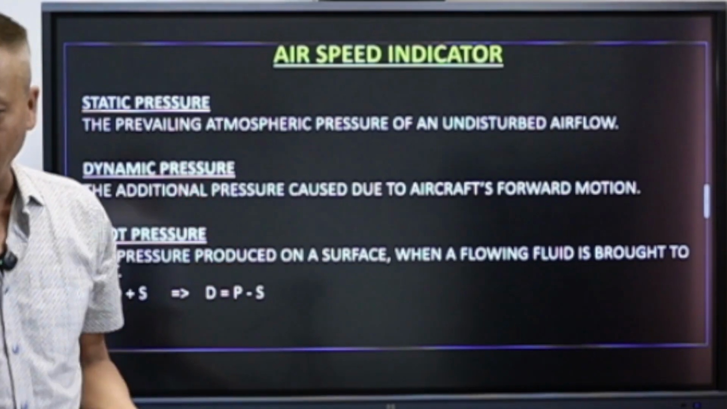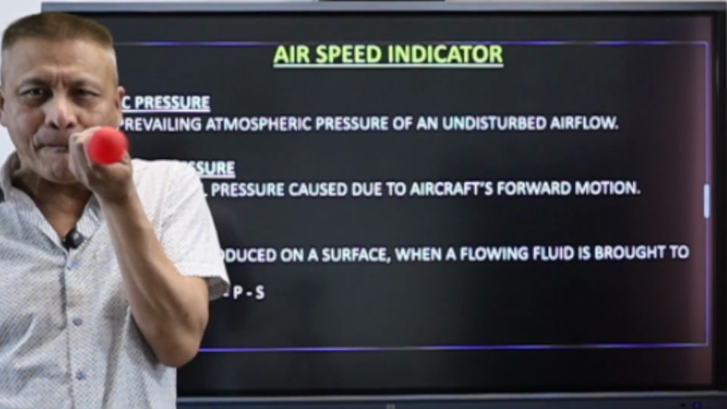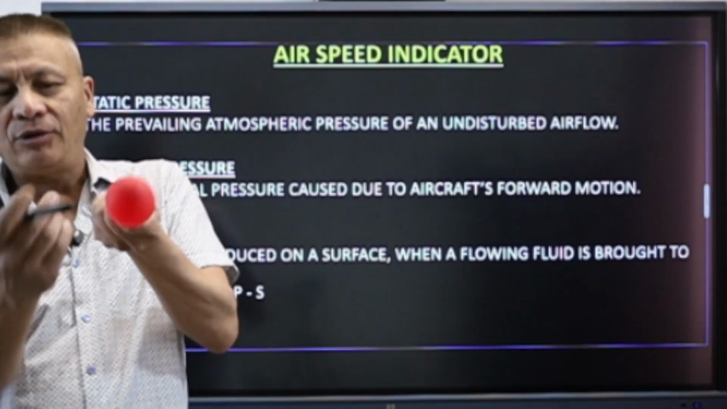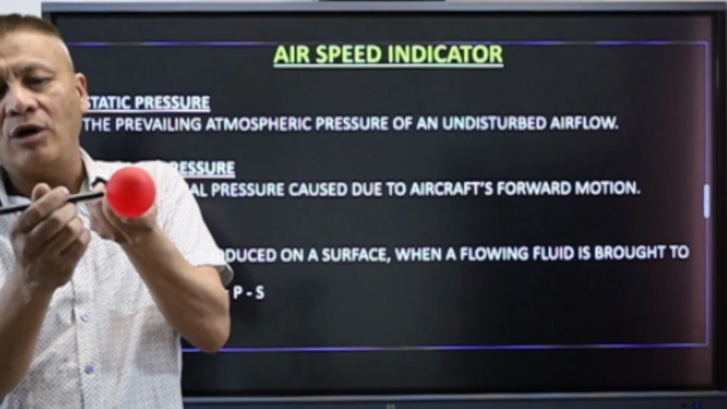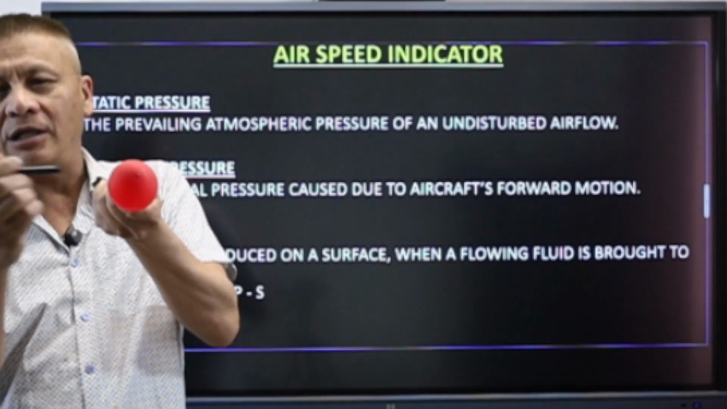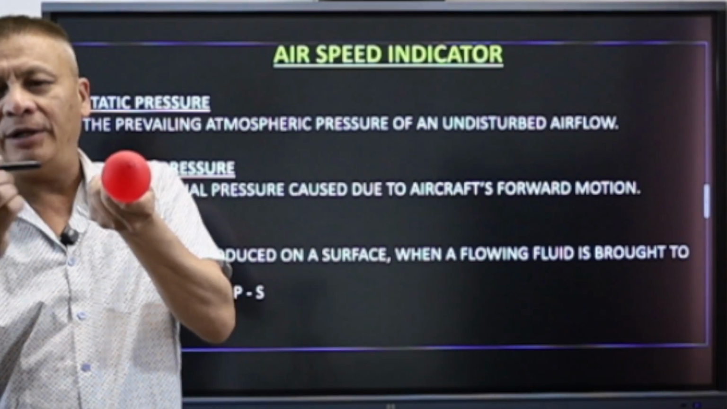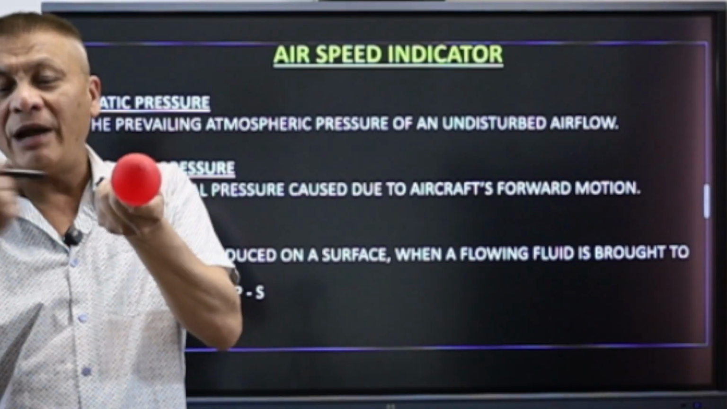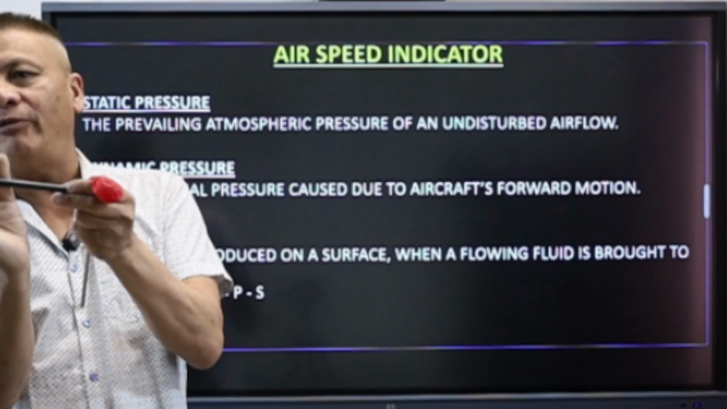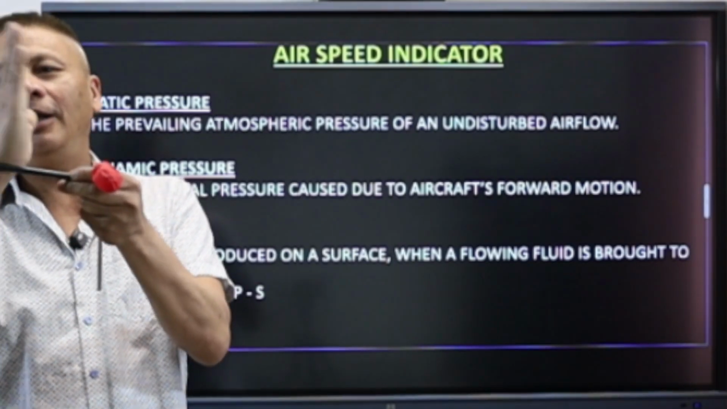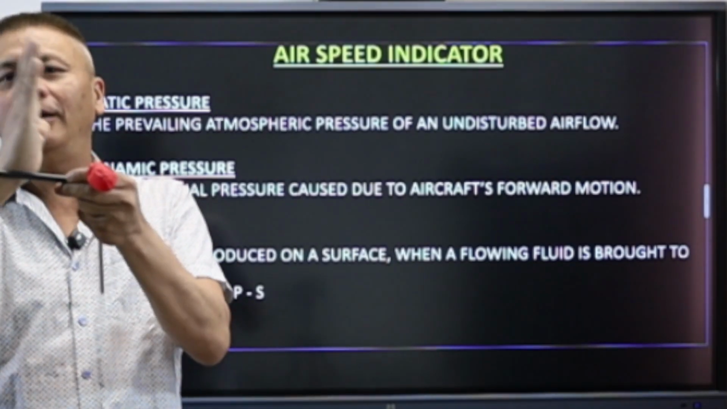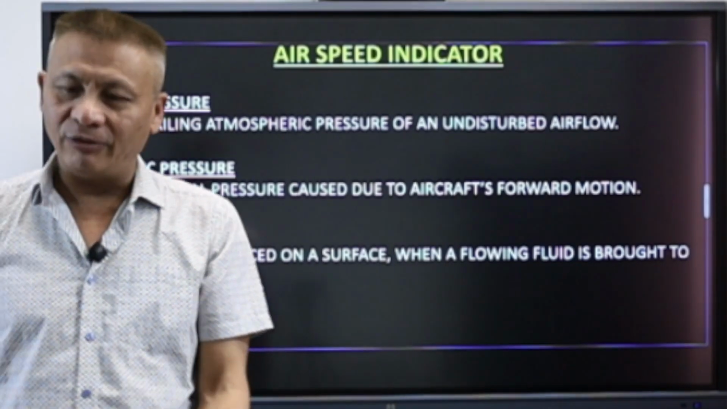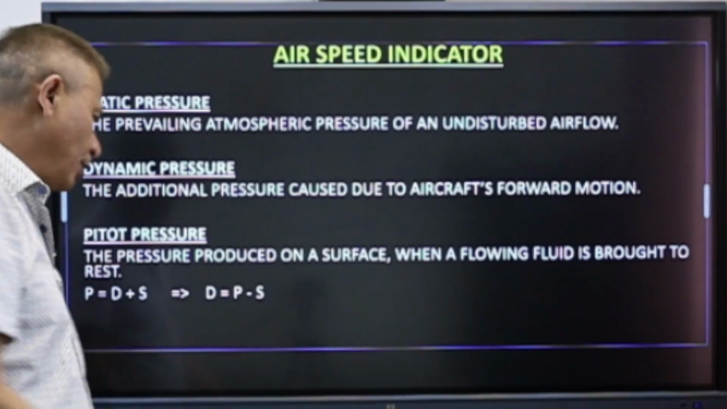Now in this particular balloon, if somehow I connect it to a kind of lever, whenever it expands, this lever is going to move like this. Whenever it contracts, it will move like this. So thereby, if I put a gear on top of it and make it drive a needle, that needle will show the airspeed. So this is the working principle of an ASI, or the airspeed indicator.